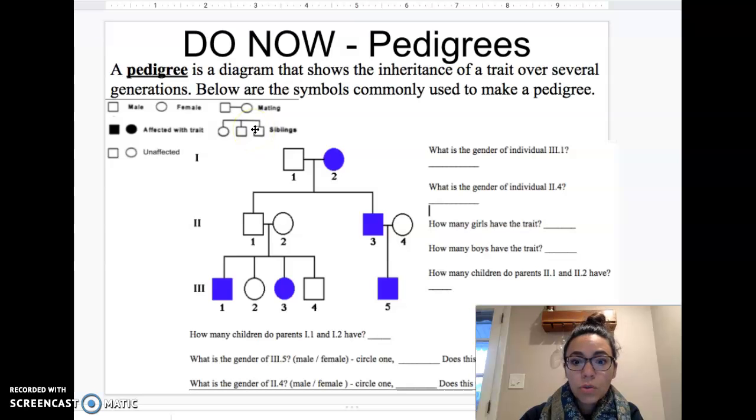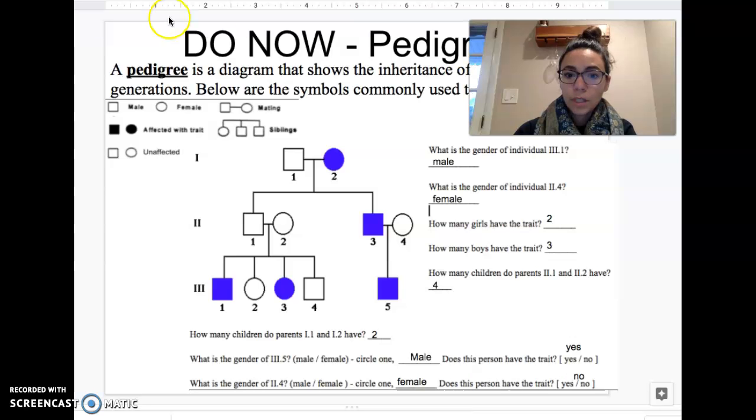Okay? So I just want you to pause the video for a second and see if you can read this pedigree and answer these questions just as if this was a do now in class. So go ahead and pause the video, see if you can try these, and then we'll go over them. All right, so hopefully you tried this, and here are the answers. I filled them in for you.